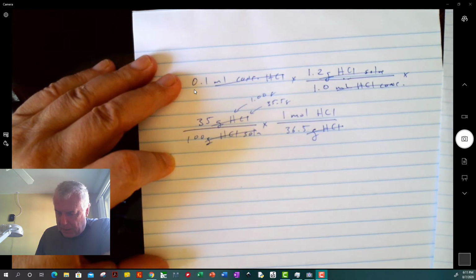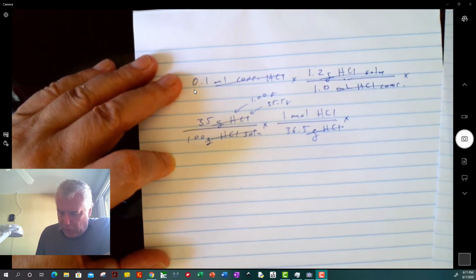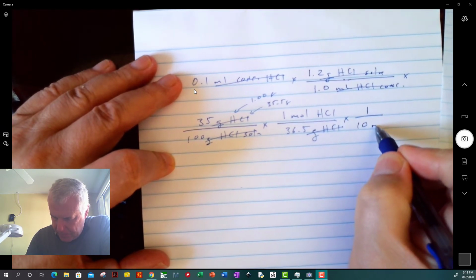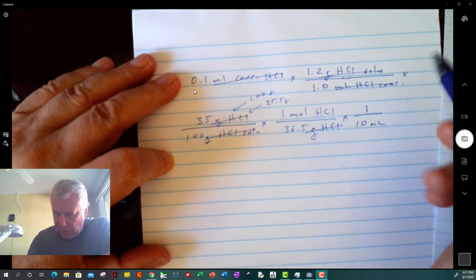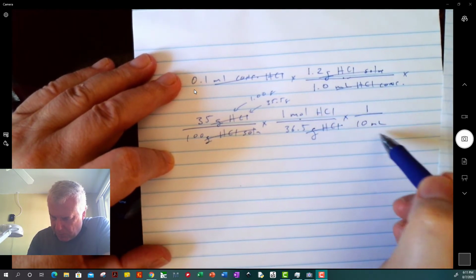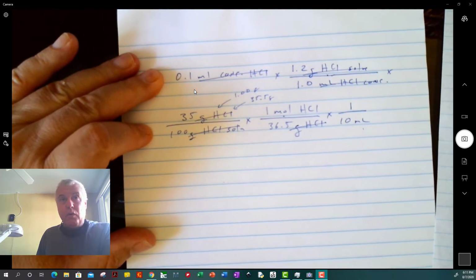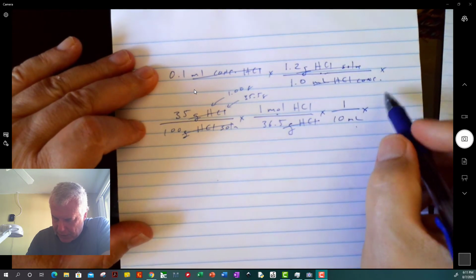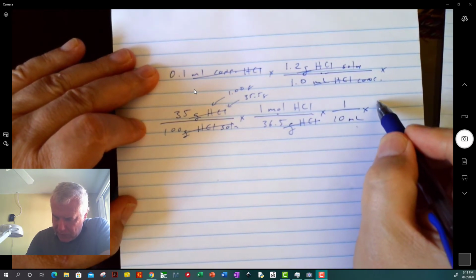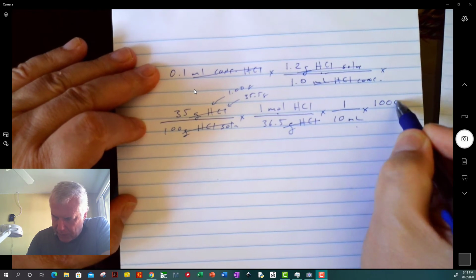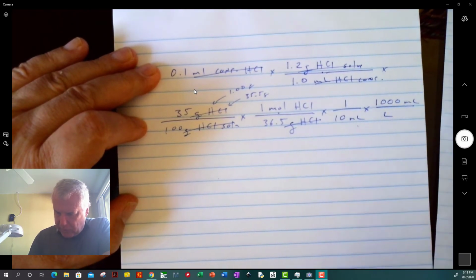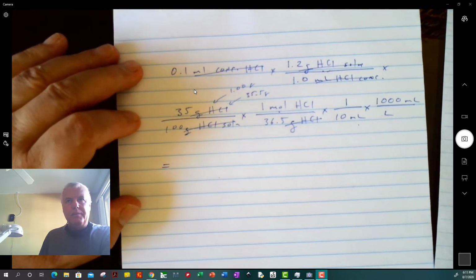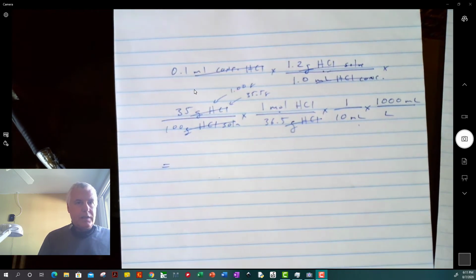Now the last step is to divide by the total volume that we're going to use, and that's 10 mL, right? So now at this point we're going to have moles per milliliter. To get to the unit of molar, we need to change that to moles per liter. And so we're going to say that there are 1,000 milliliters per liter. We can multiply all this out, and I haven't done it yet, so hold on just a sec.